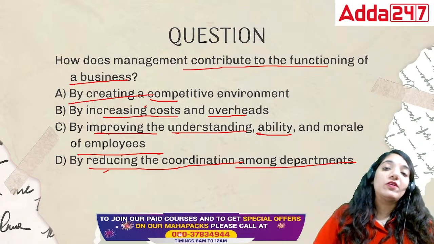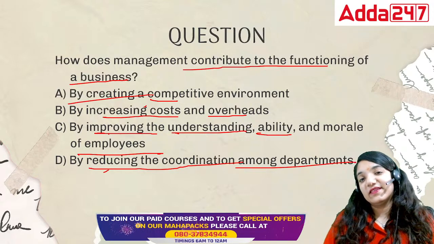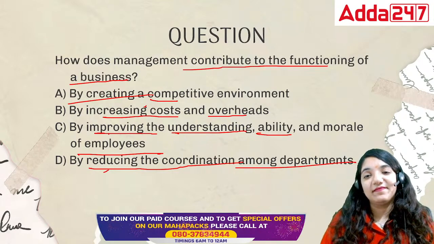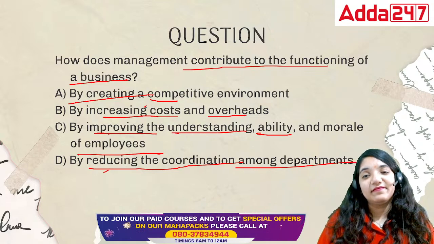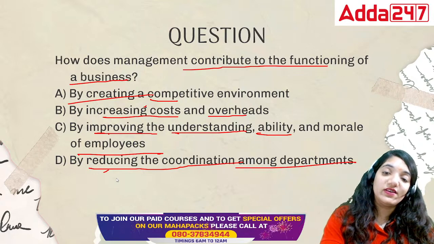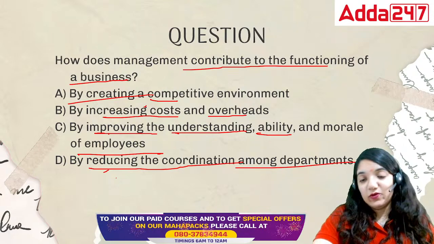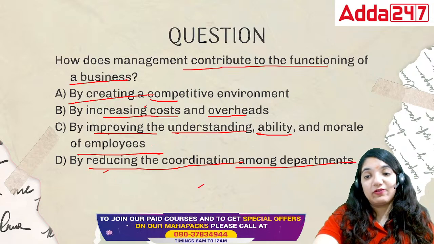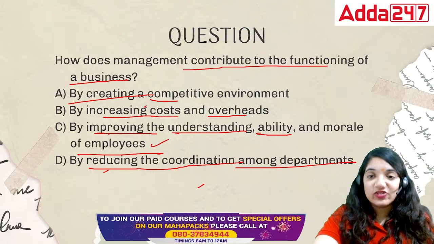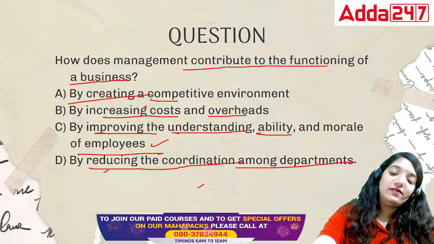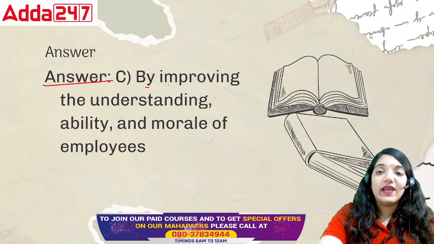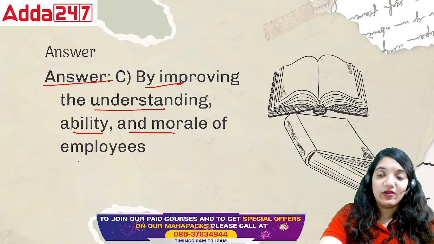How does management contribute to the functioning of business? They cannot increase the cost. They will have to decrease the cost of the organization, won't they? They have to improve the morale of the people. They have to improve the ability of the working of the employees out there, isn't it? So in this case, the correct answer will be by improving the understanding, ability, and morale of the employees.